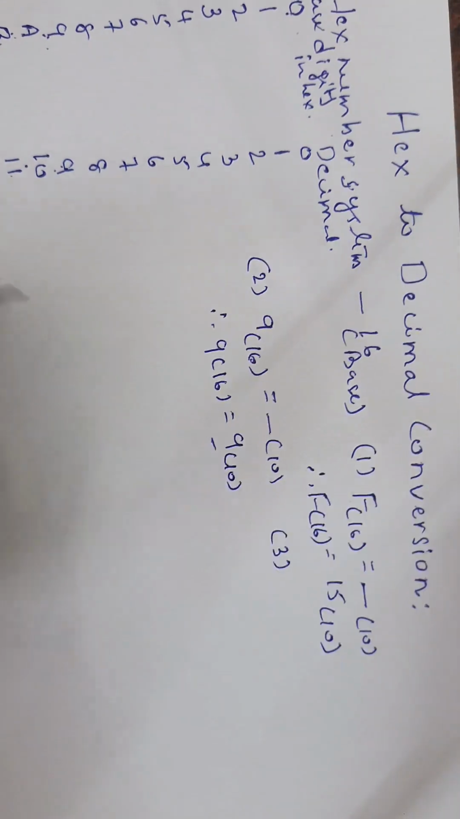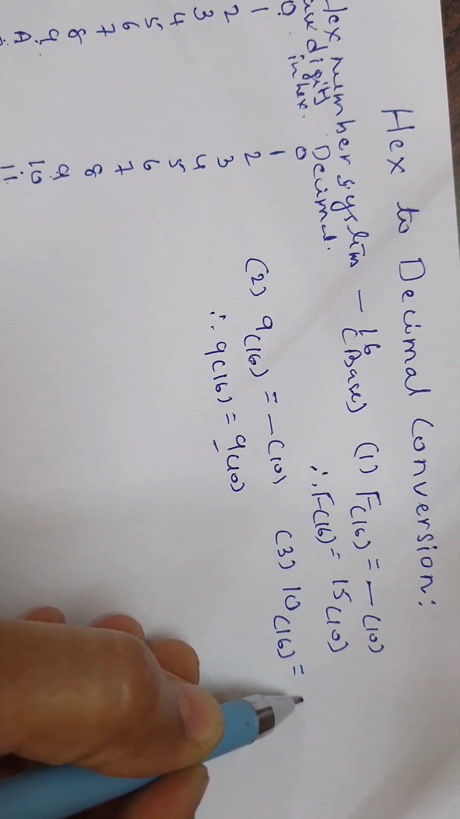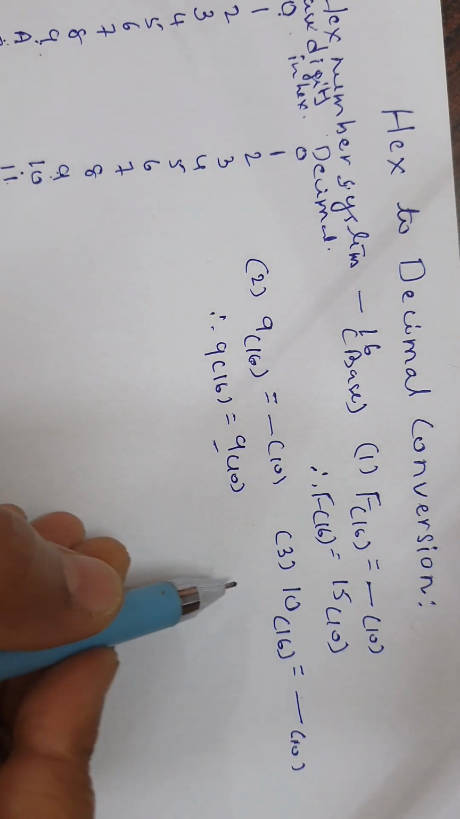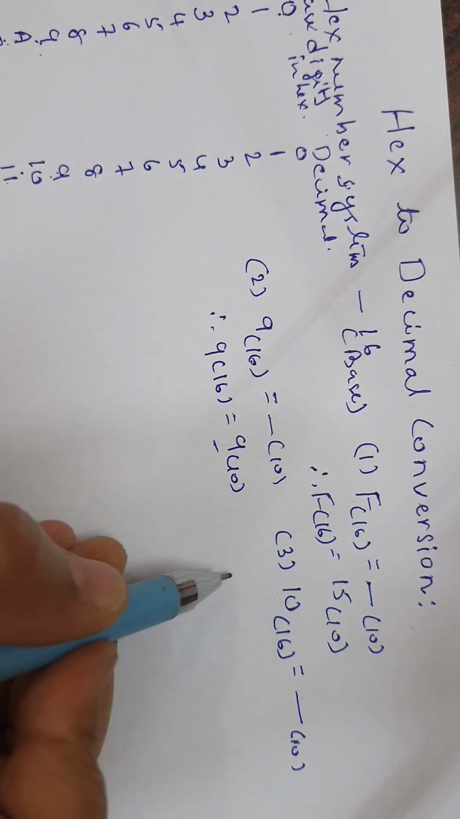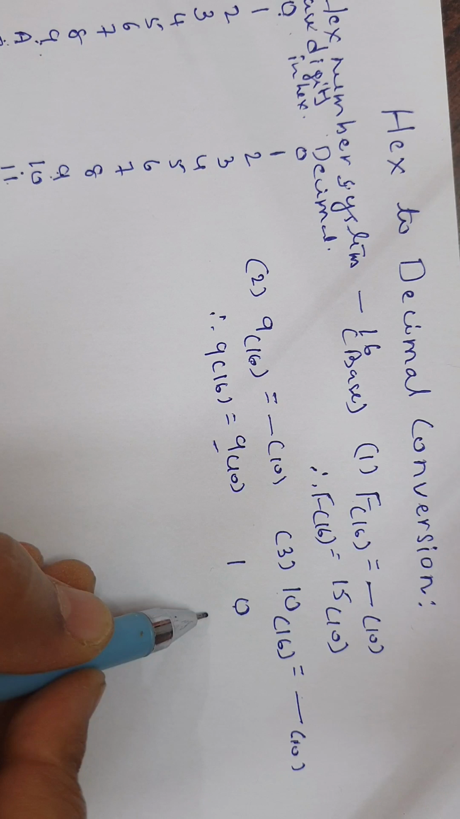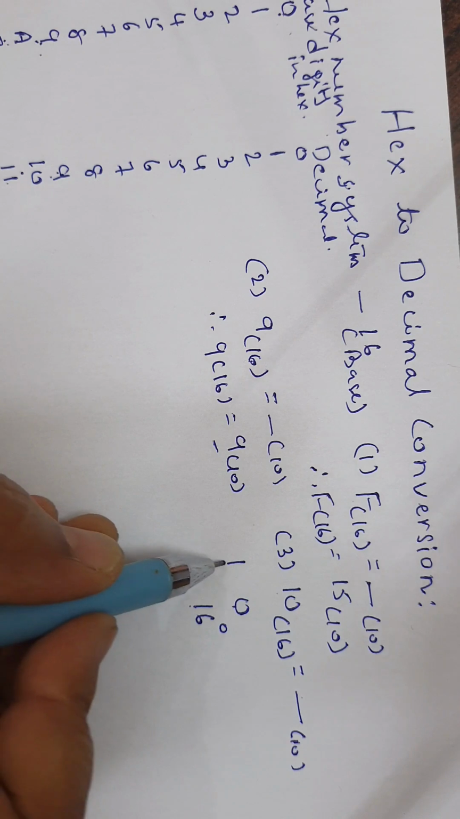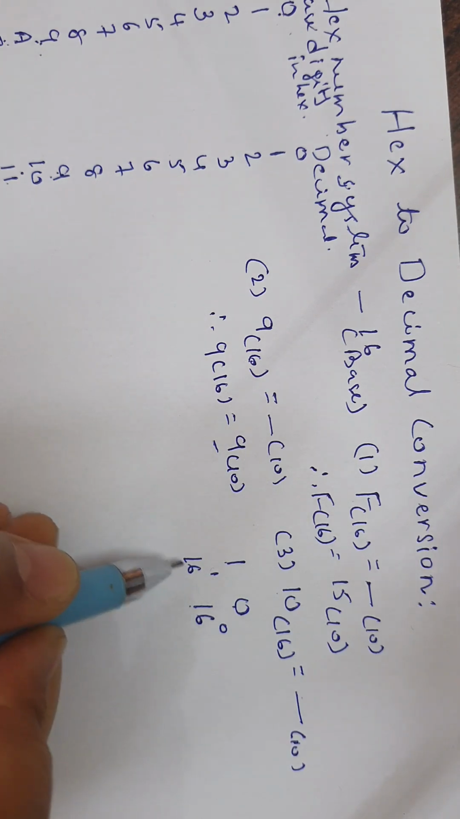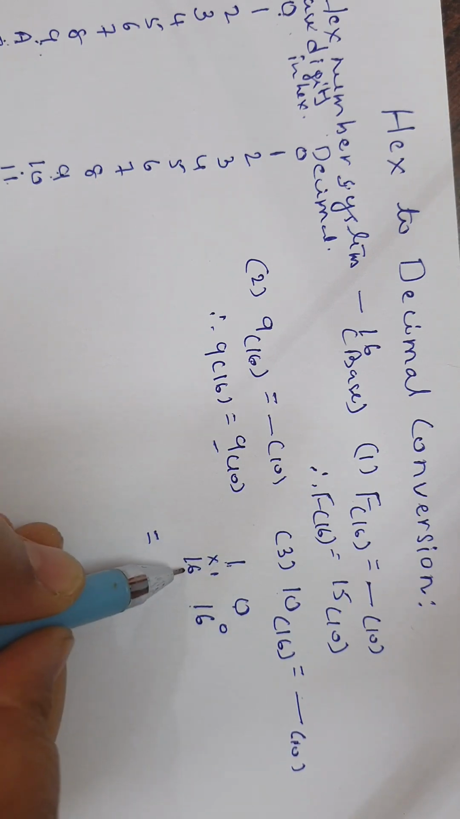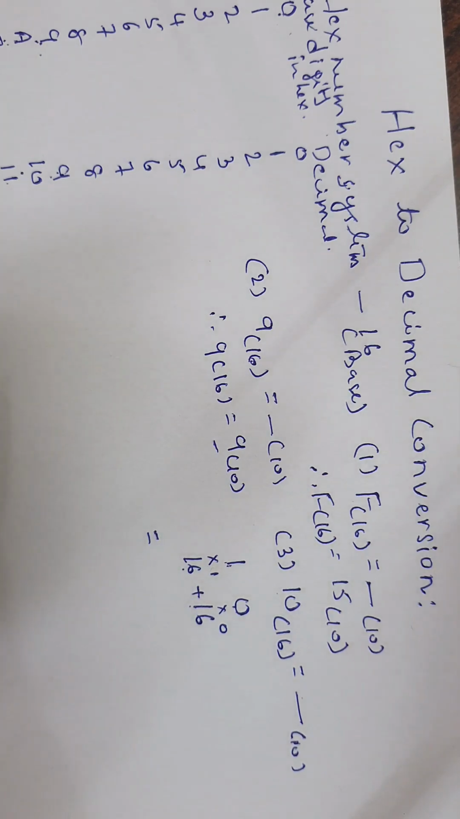Then for the third example, suppose 10 in hex is given. What is its value in decimal? That is the question. For that we have to follow the following procedure. Take the number, that is 10. For each place take the weighted value. The base is 16, hence the weighted value is 16 raised to 0 here. For the second place, 16 raised to 1. Next, what we have to do: this value, 1 into 16 raised to 1. Here 0 into 16 raised to 0 we have to take. Then we have to add.